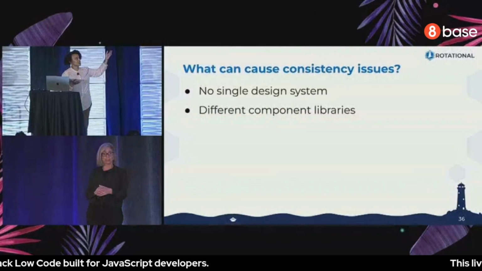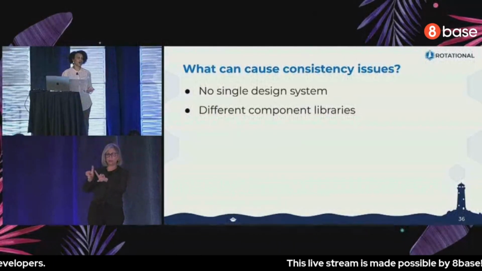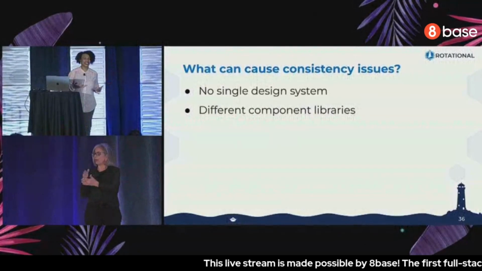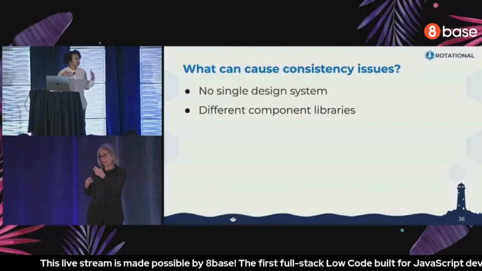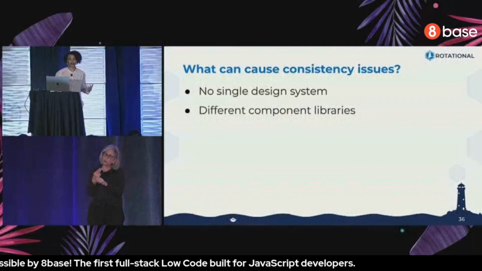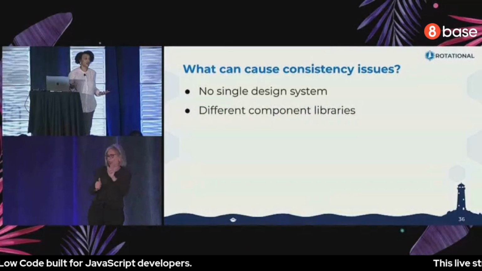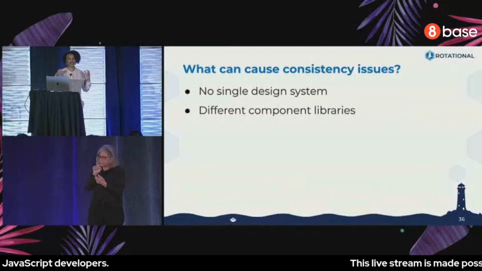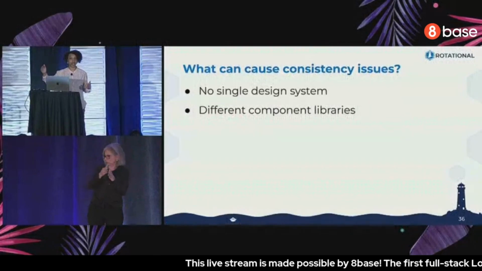So instead, no single design system, different component libraries. One team is using Material UI, another team is using Chakra. Again, it could be a bit of an issue. And so you have to decide here: are you going to use the same component library? Are you going to create your own component library if you haven't done that already? Exactly what will you do to ensure that the components are looking consistent across each app and for each team?